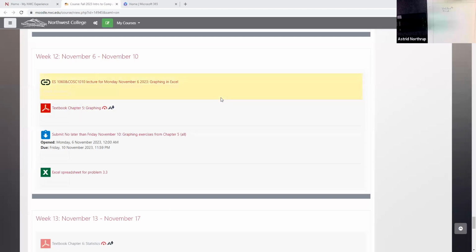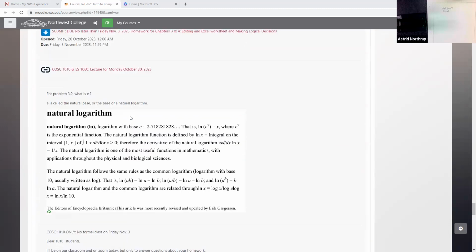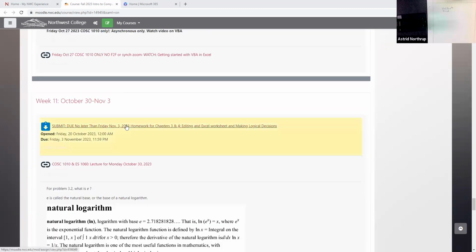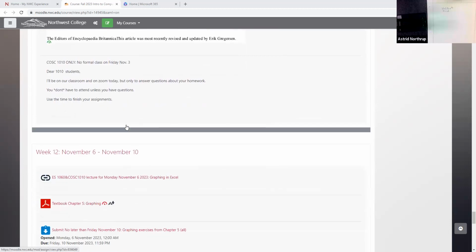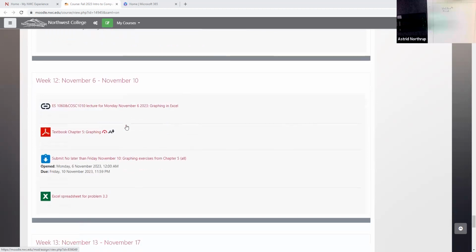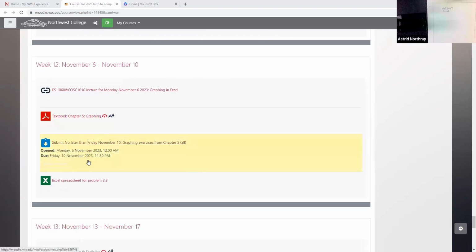So this week we are right here working through the ideas of graphing, which is the textbook chapter 5. Although a lot of people are still working back on chapters 3 and 4, which was due last Friday. So I encourage you to get that work done as soon as possible, then to start working through the graphing exercises.